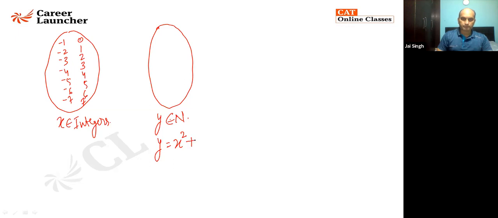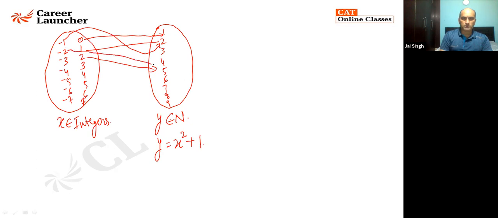So 0 is connected with the natural numbers 1, 2, 3, 4, 5, 6, 7, 8, 9. 0 is connected with 1: 0 square is 0 plus 1 is 1. 1 square is 1 plus 1 is 2. Minus 1 square is also connected with 2. 2 square is 4 plus 1 is 5, and minus 2 is absolutely fine. 3 square is 9 plus 1 is 10, and minus 3 is also connected with 10. I will say there are many values of x which are connected with one value of y. Is that fine? So this function is known as a many-to-one function.